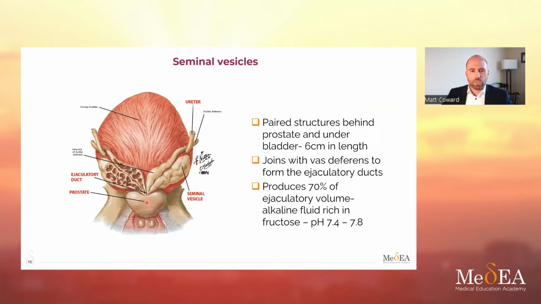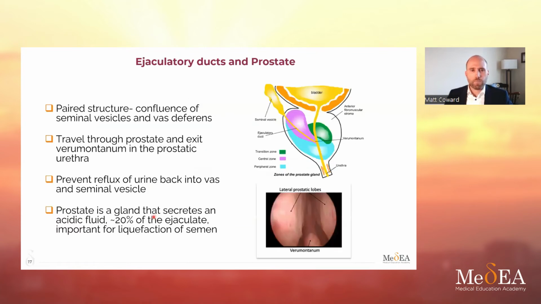Another good example, which is helpful to remember, is that men with CBAVD, congenital bilateral absence of the vas deferens, which I'll discuss later, don't have seminal vesicles either. And so without that seminal vesicle, they're only getting fluid from the prostate, which is an acidic fluid. So you get a lower volume acidic ejaculate in men with CBAVD.